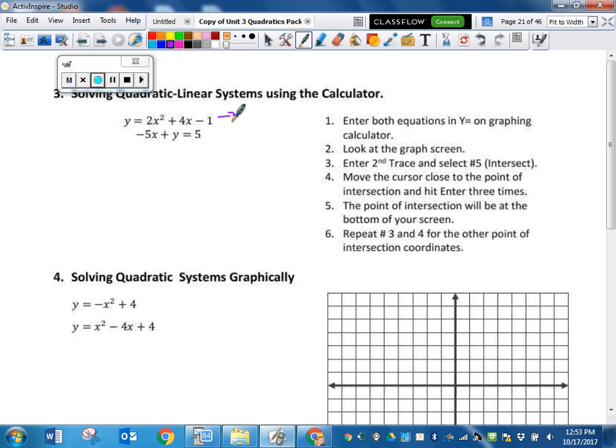The top one is your parabola. Bottom one is your line, but you want to make sure it's in y equals form. So add your 5x to both sides. We get y equals 5x plus 5. That's our line.